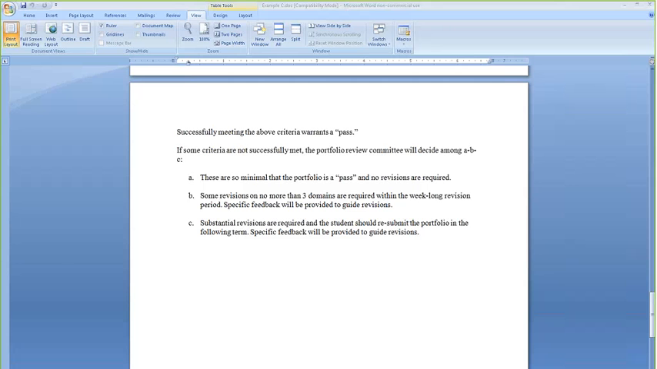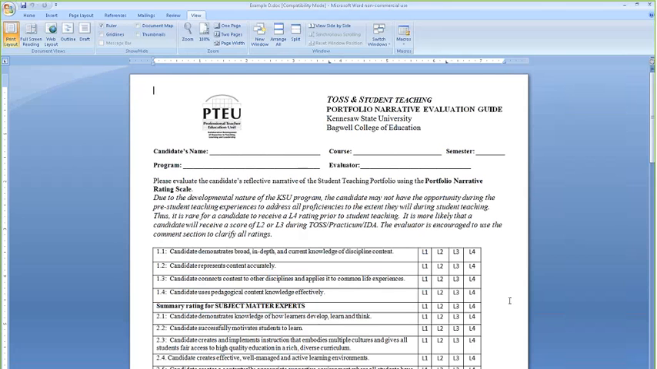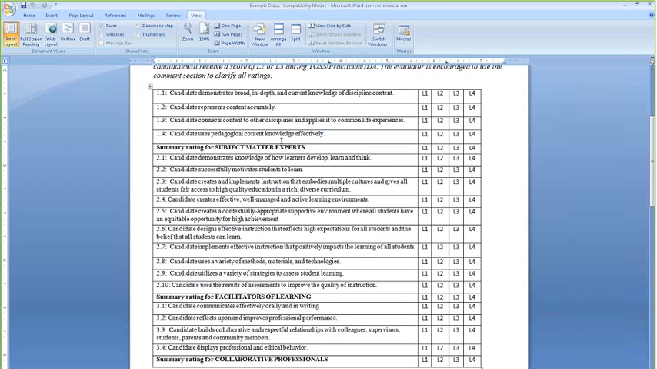Okay, so here we have from Kennesaw State University a portfolio narrative evaluation guide, and you can see right here where every one of those components is really clearly outlined. Whether the candidate demonstrates current knowledge of their discipline content, and then they get a summary rating in a particular area. And these areas are the subject matter experts, the facilitators of learning, the collaborative professionals. And I would assume that these three areas of subject matter expertise, facilitators of learning, and collaborative professionals are coming from their conceptual framework.